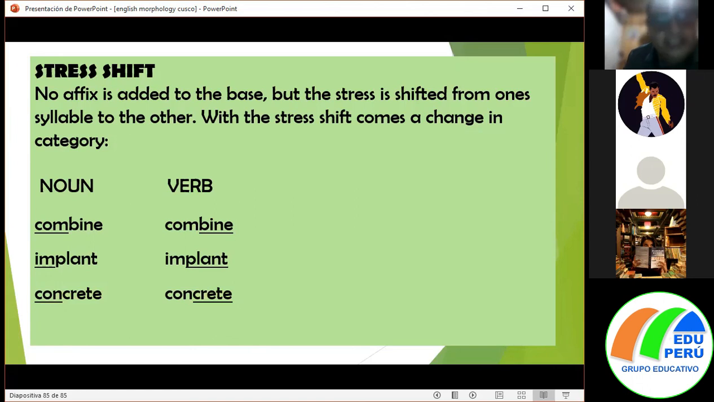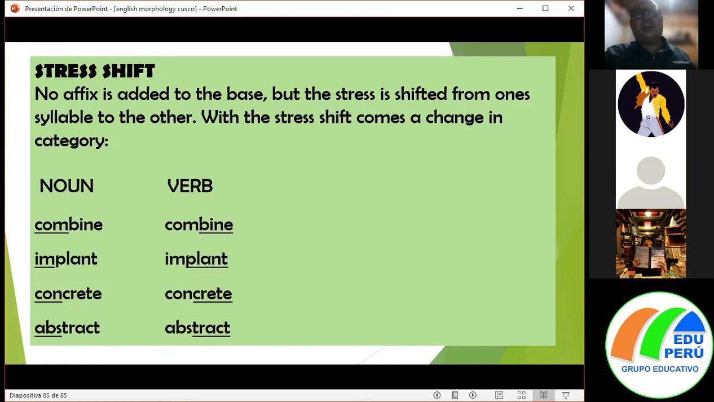Concrete, concrete. Abstract, abstract. So here you have more examples. Record, record, the noun and the verb. And notice here we are changing the type of word. We are creating another word, from noun to verb, just by changing the stress. We change the stress and we change the type of the word.